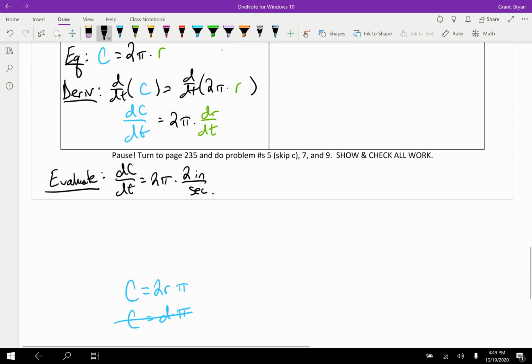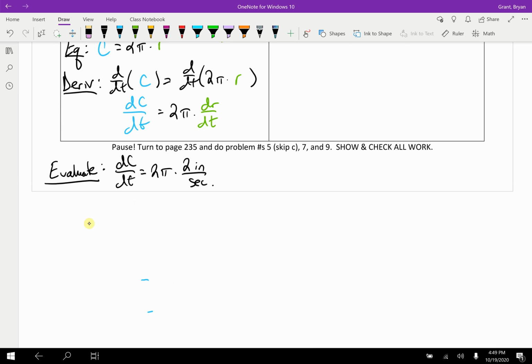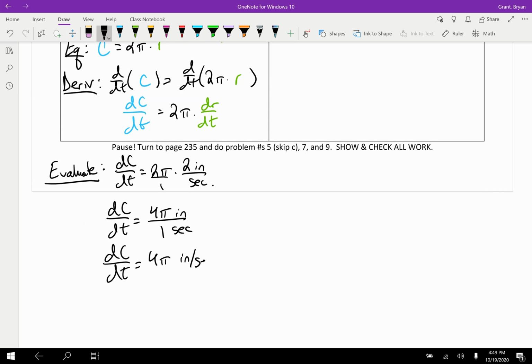And the reason I suggest that, and I also suggest you work down instead of side to side, I think you lose units if you work side to side, is because we'll see this 2 pi, this is unitless, it didn't have units on it, times 2, which gives us 4 pi inches per 1 second. Of course, that's probably not how you'd see the answer. Most people would probably write this as 4 pi inches per second.